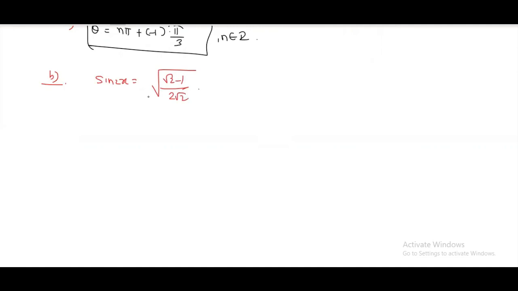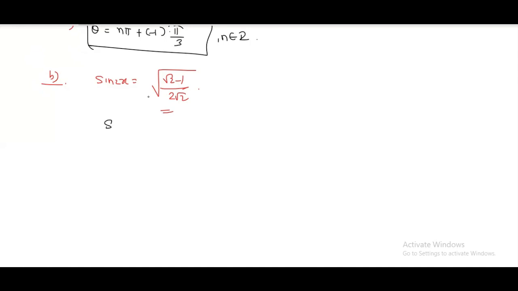So what is the angle to take here to get the root 2? Square root of root 2 minus 1 by 2 root 2 is pi by 8. So pi by 8 means how much? Pi by 4 is 45 degrees, pi by 8 is 22.5 degrees. So sine 22.5 degrees, you will get root over root 2 minus 1 by 2 root 2.